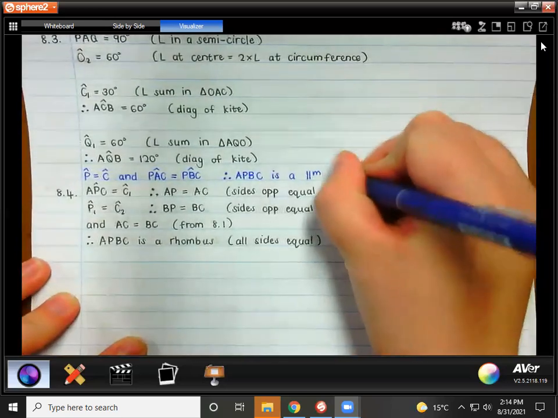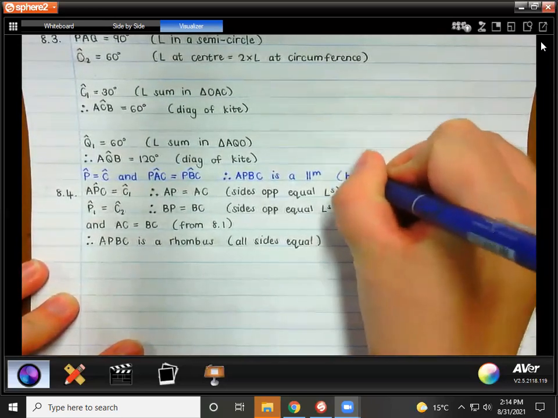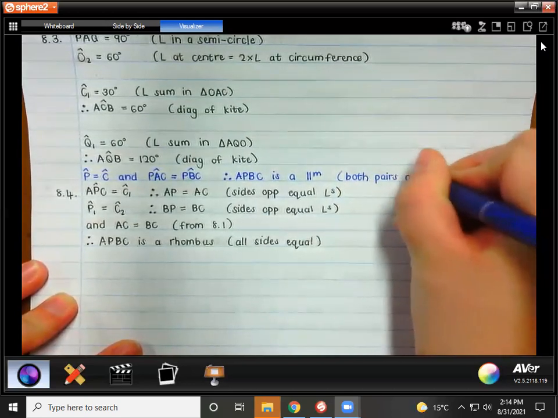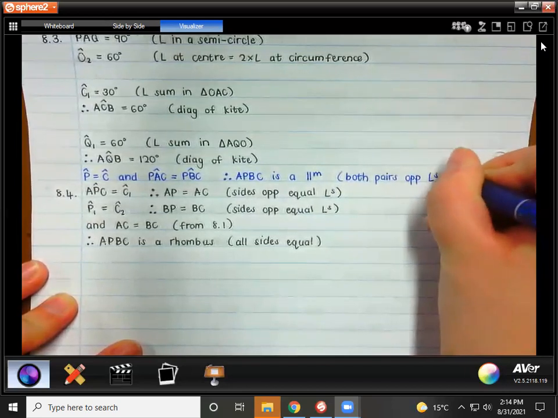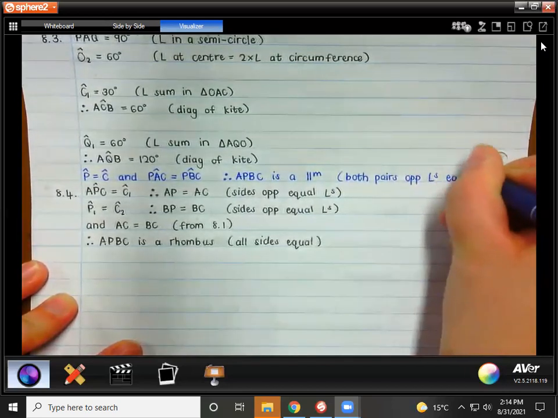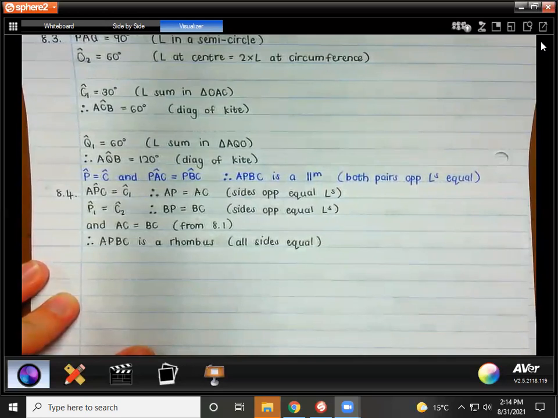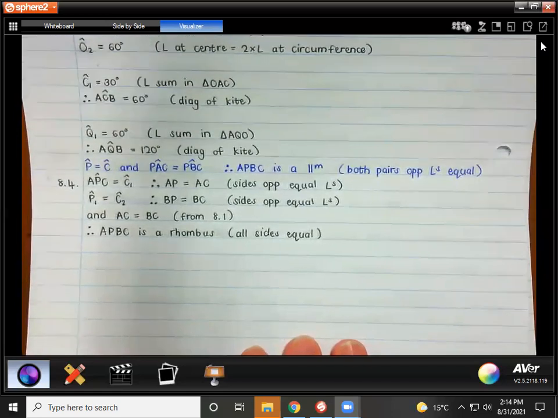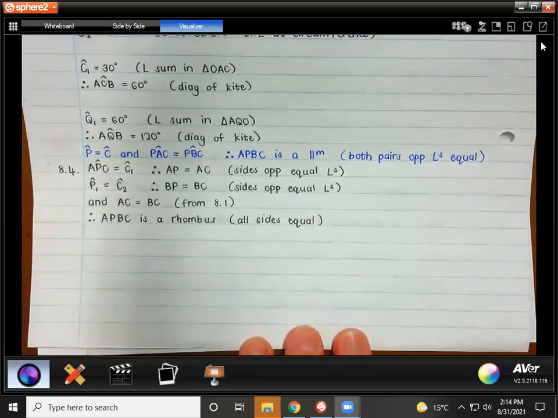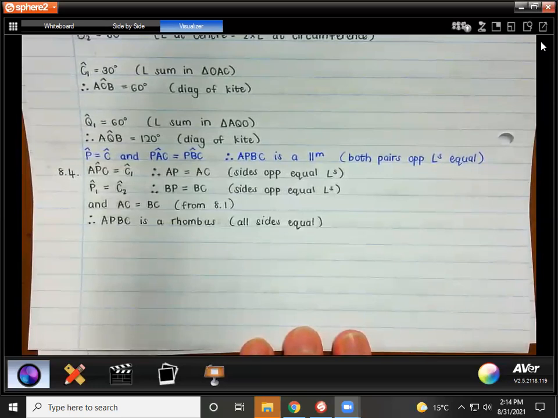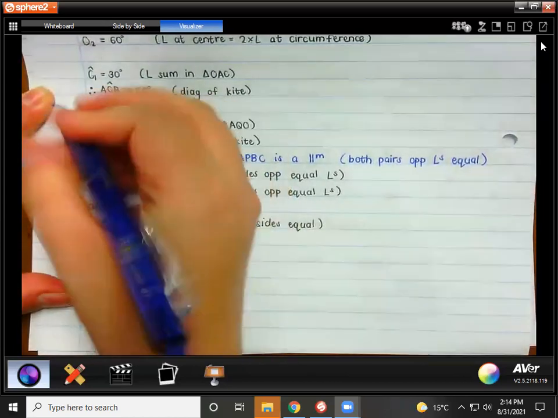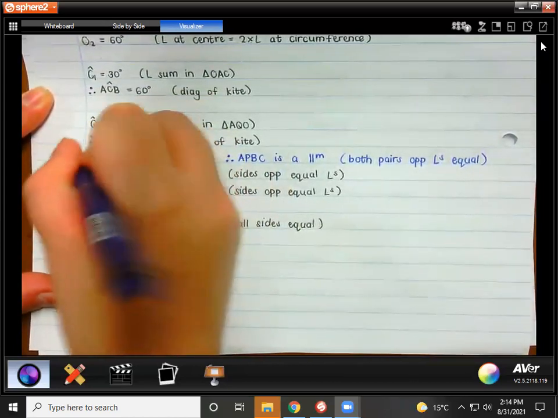Oh, we need to put this in here as well. Both opposite angles equal. All right, 8.4 here, because that's actually where it starts.